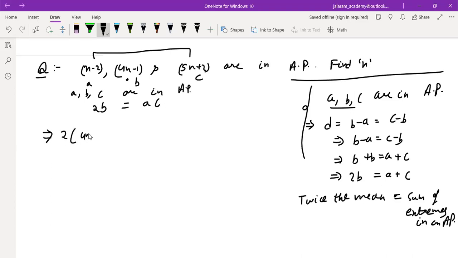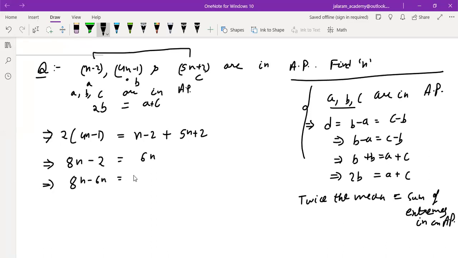That is 2 into mean, 4n minus 1, equals the sum of extremes, n minus 2 plus 5n plus 2. Opening the bracket, 4 twos are 8, minus 2, n plus 5n is 6n, the 2s cancel out. Transfer both the terms with n to the same side. 2n equals 2, n equals 1. Okay, so this is the answer. Is that clear to you?